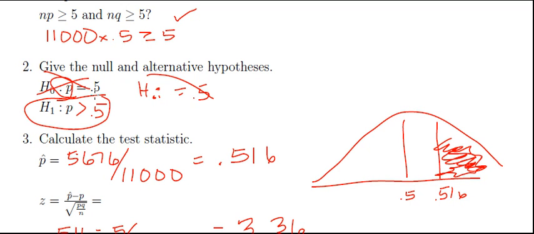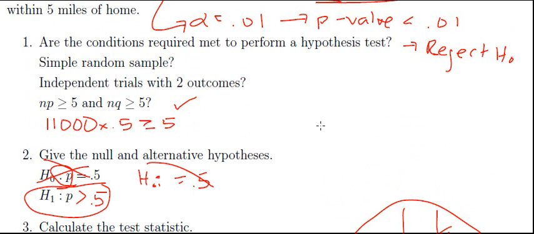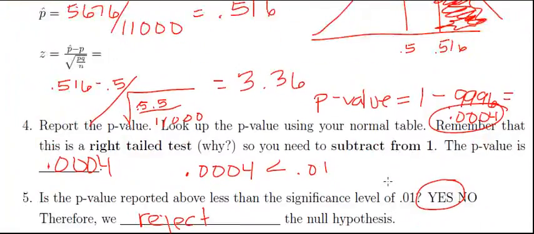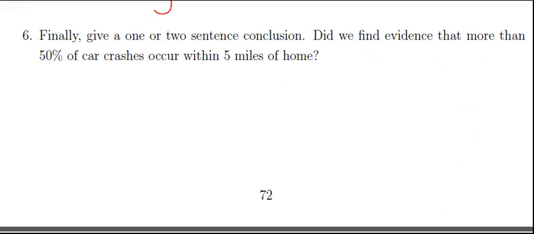So I come back to my problem, and I want to state in words what that means. We're testing to see if the proportion of car accidents within 5 miles of the home is greater than 0.5. Sometimes it helps to go back to the problem. It says we want to test the claim that more than 50% of car crashes occur within 5 miles of the home. So the answer is yes, we did that, or no, we didn't. In this case, since we rejected the null and accepted the alternative, we did show that more than 50% of the car crashes are within 5 miles of the home.